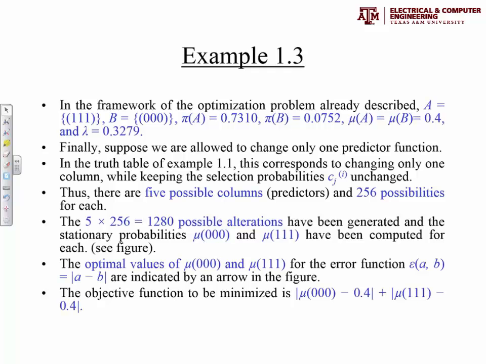It should be 256 to the power of 5 possible alterations. Why is it going to be to the power? No, you are allowed only one. You're not allowed to change many columns, any one column. Yeah, if you're allowed to do all 5, then it'll be, yeah.